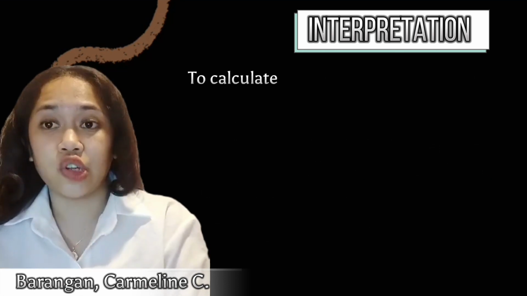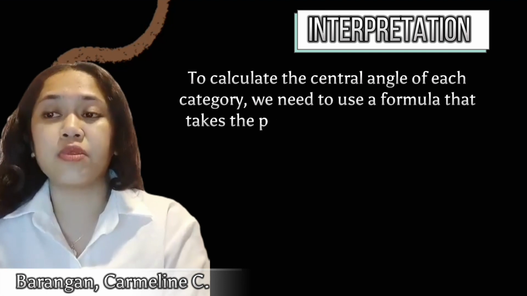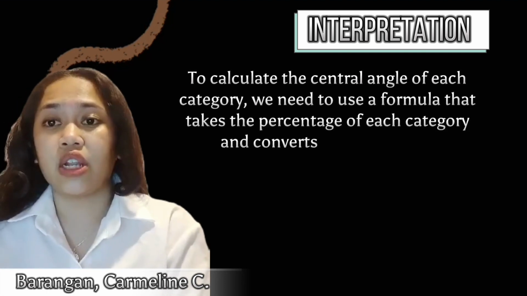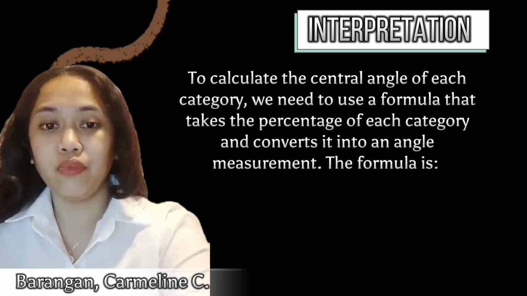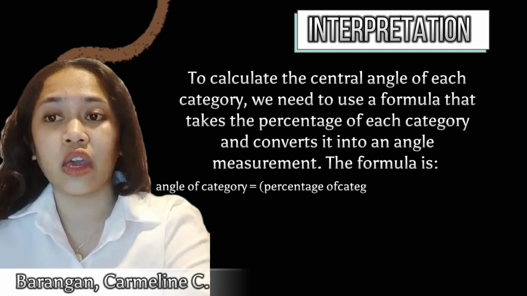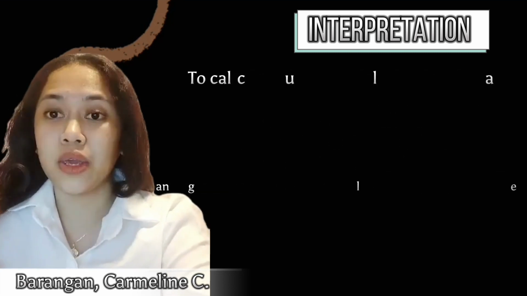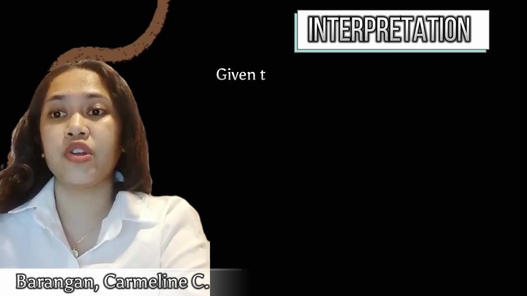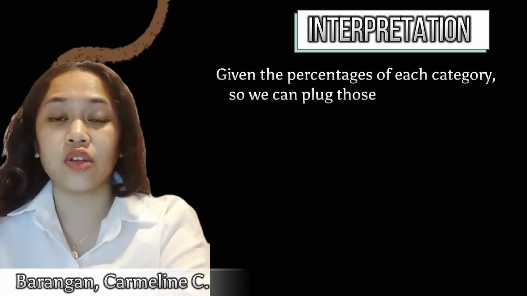For the calculation of the central angle of each category, we need to use a formula that takes the percentage of each category and converts it into an angle measurement. The formula is: angle of category equals percentage of category over the total percentage, times 360. In this case, we were given the percentages of each category, so we can plug those values into the formula.